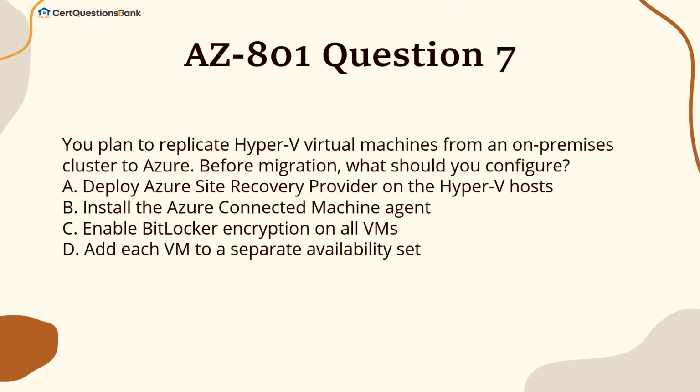You plan to replicate Hyper-V virtual machines from an on-premises cluster to Azure. Before migration, what should you configure? A. Deploy Azure Site Recovery Provider on the Hyper-V hosts. B. Install the Azure Connected Machine Agent. C. Enable BitLocker encryption on all VMs. D. Add each VM to a separate availability set.